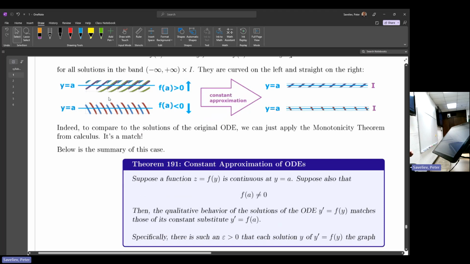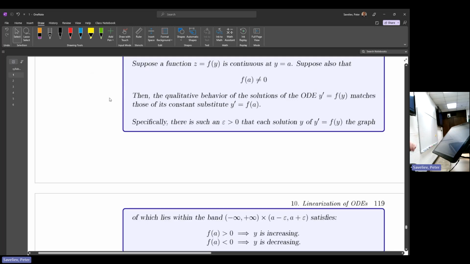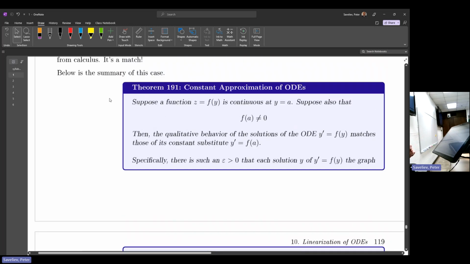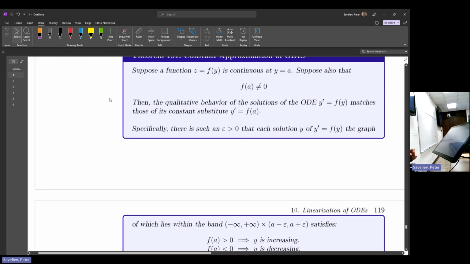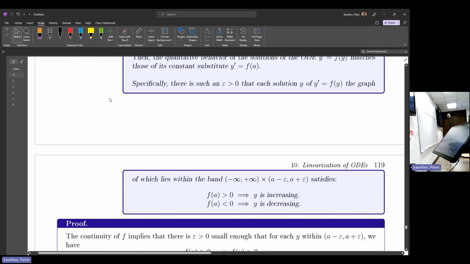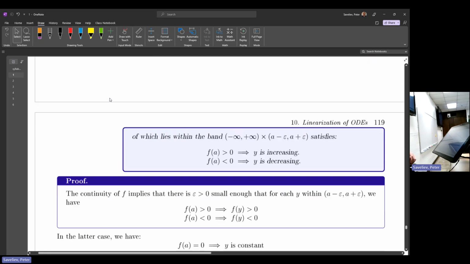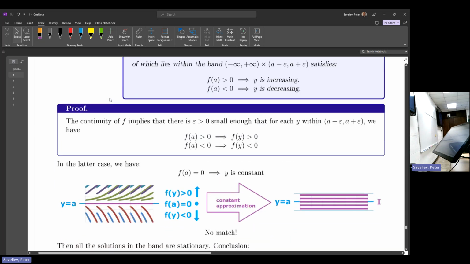That's the constant approximation. As long as f of a is not equal to 0, we have it, and so we don't have to do anything else. That generic behavior is captured by a constant, no matter what that constant is. Whenever the function is positive, we have increasing behavior. Negative, we have decreasing behavior. There is nothing else that can happen. So this is where it fails.